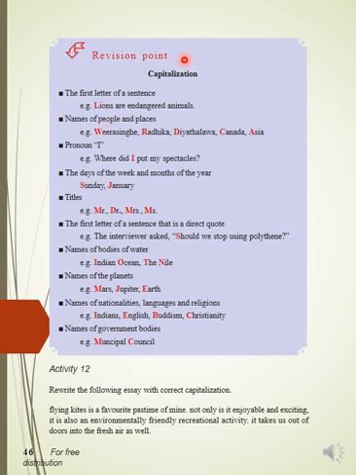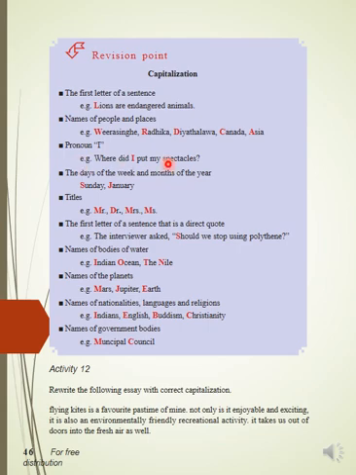Another time we use capitals is for names and places. For example, Veerasinghe: W is capital because it's the name of a person. And Canada: C is capital because it's a place. We have to write the first letter as capital here. Then we use capital letters for people's names and places. Pronoun: wherever there is I, we write it as capital. Where did I put my spectacles? Though I is not the first letter of the sentence, you have to write I as capital.